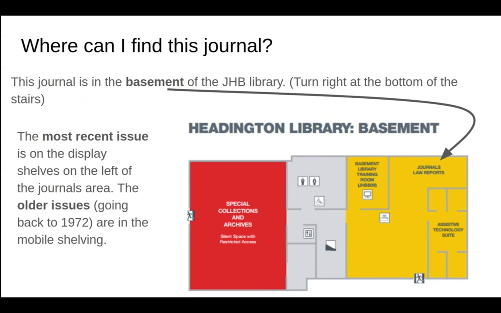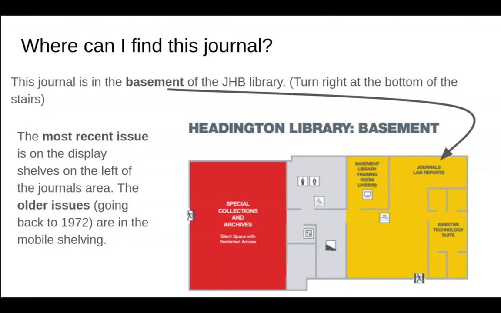So, let's say you found an article on your reading list or an abstract on Westlaw and you want to find the full article in the Common Market Law Review. What next? Head to level -1 in Headington Library. That's one level below the forum. When you get to the bottom of the stairs, you've got our special collections and archives on your left, and then some regular library study space on your right. This is marked in yellow on the map.